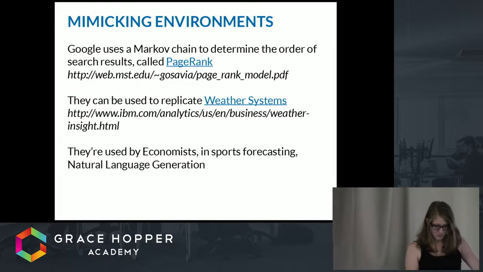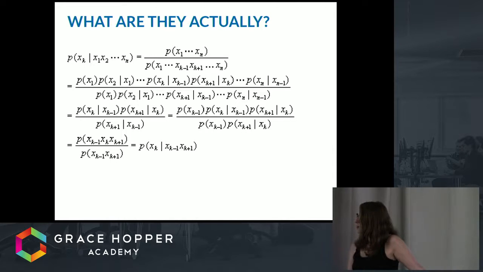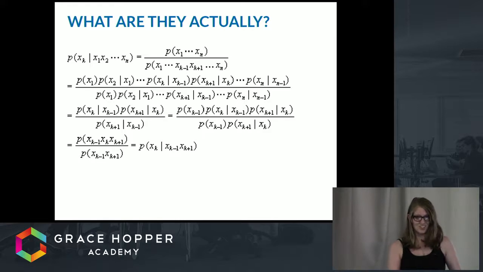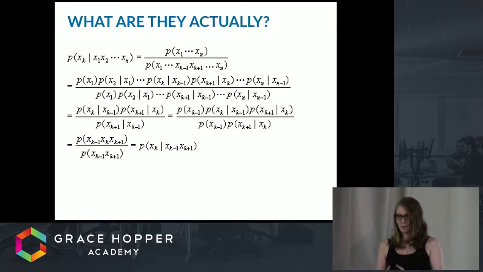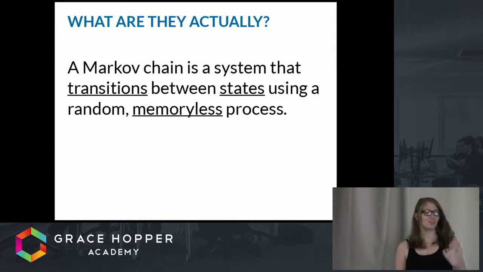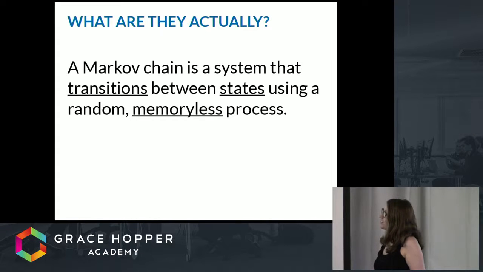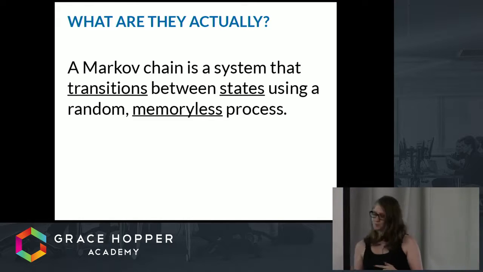So what are they specifically? That's the actual formula for Markov chains, and that's the only time we'll be seeing that in this talk, since there's a lot you could get into. It's a very in-depth, very technical topic, but this is just an overview. Okay, so the definition we're focusing on for today is this. Markov chains are a system that can transition between states using a random memoryless process.